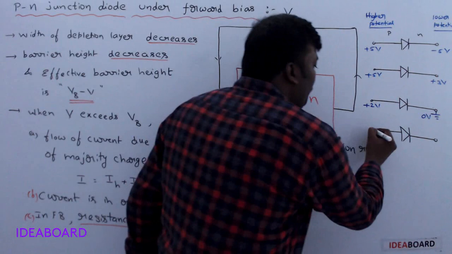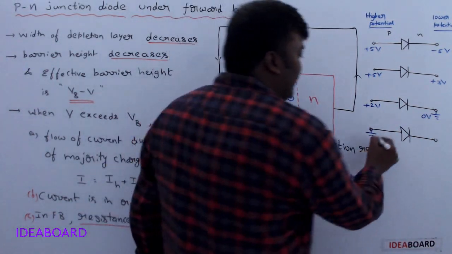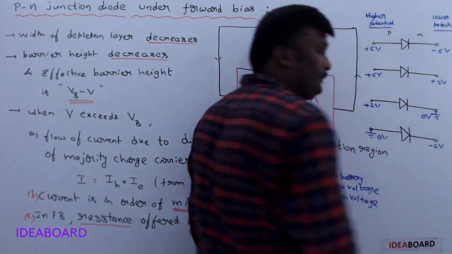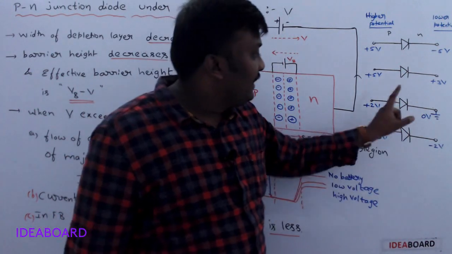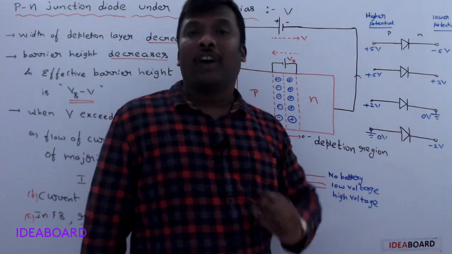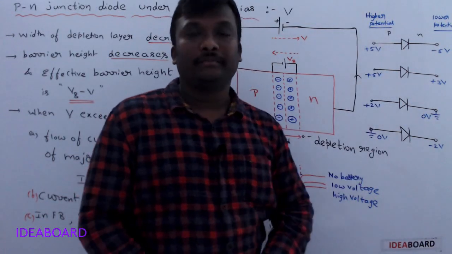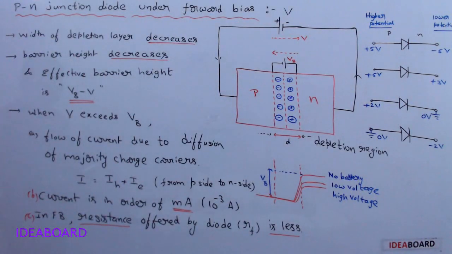Understand? Suppose this terminal is connected to the earth, meaning 0 volt, and this terminal is at minus 2 volt. 0 is more than minus 2. That's why it is also called forward bias. So in objective questions, they are asking in this way. Is it clear? Please note it down.